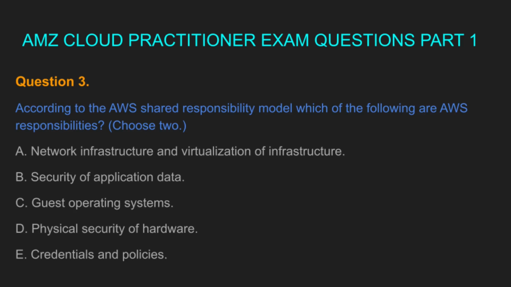Question 3. According to the AWS Shared Responsibility Model, which of the following are AWS responsibilities? Choose 2. A. Network infrastructure and virtualization of infrastructure. B. Security of application data. C. Guest operating systems. D. Physical security of hardware. E. Credentials and policies. The answer is A. Network infrastructure and virtualization of infrastructure. And D. Physical security of hardware. All the other options are the users' responsibilities.